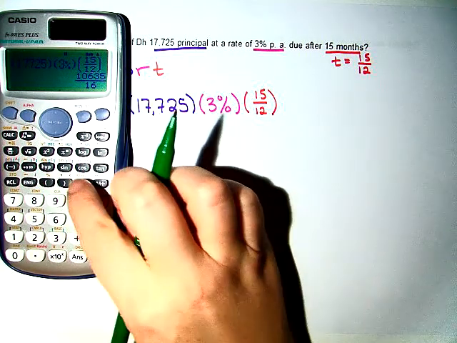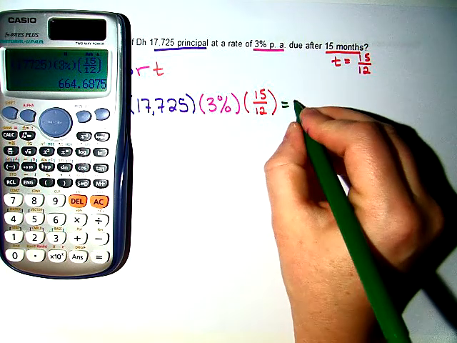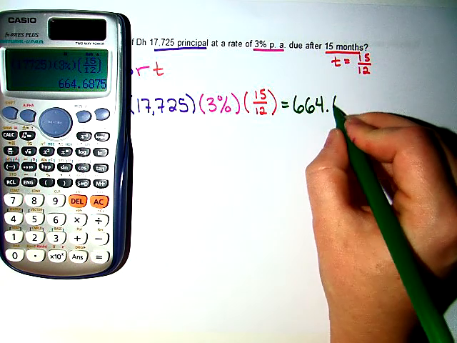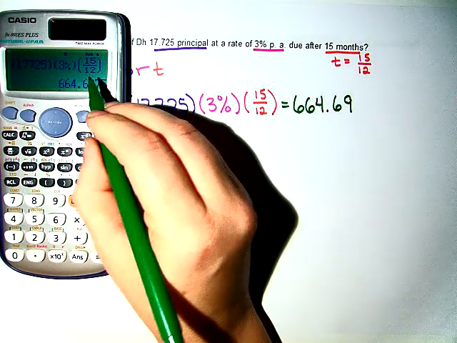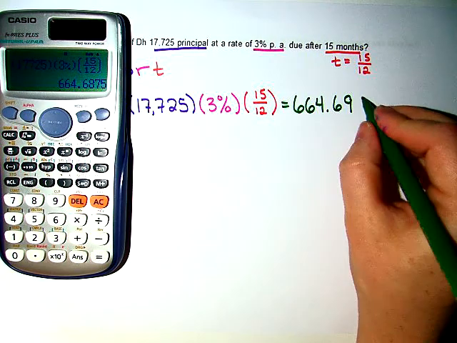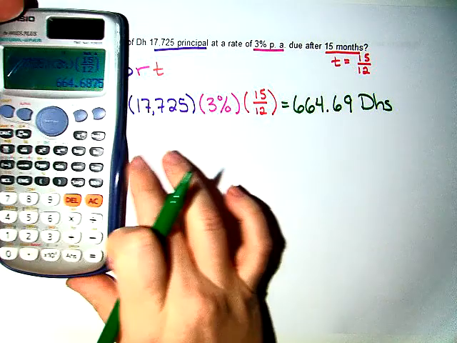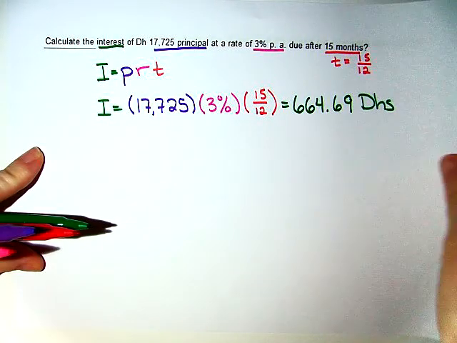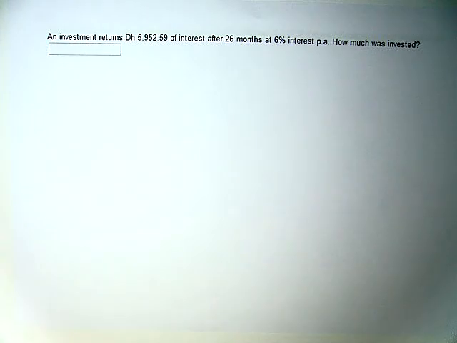And we get that the interest is 664.69, because the 7 makes the 8, round up, dirhams. And that would be the interest for this question. Okay, that was pretty easy. Let's look at another one.